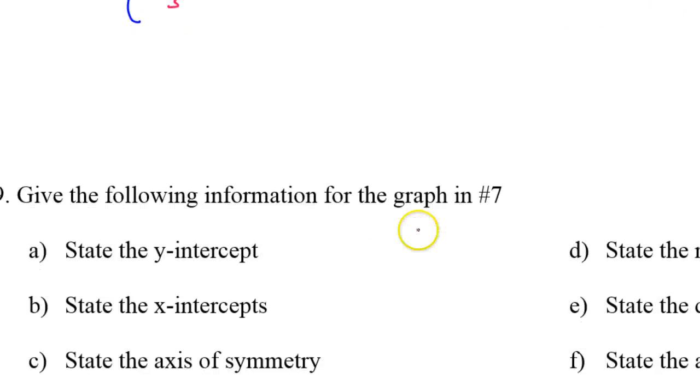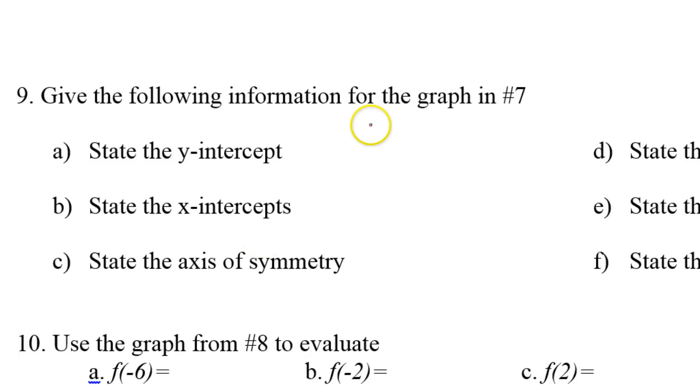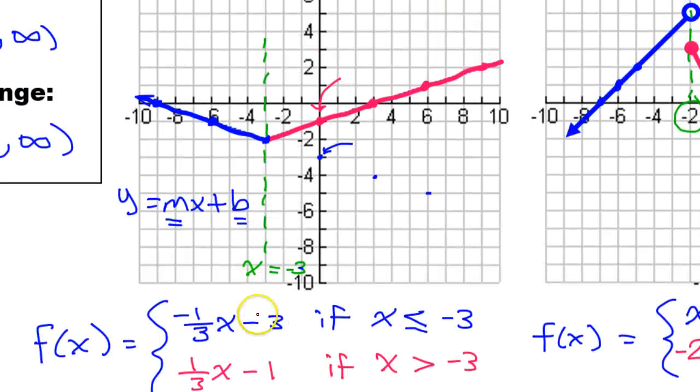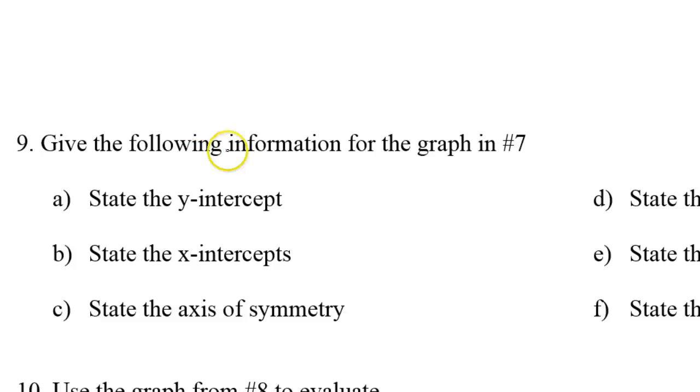All right, let's keep going. Number 9, they're asking us some details. Okay, we want the y-intercept of the number 7 graph. So don't look at these. We're not going to have 2 y-intercepts. Only one of these is the point where the v touches the y-axis. And it is this point that I just colored yellow. That's the only y-intercept, so -1. Now, technically the y-intercept is an ordered pair, so I should say 0, comma, -1.